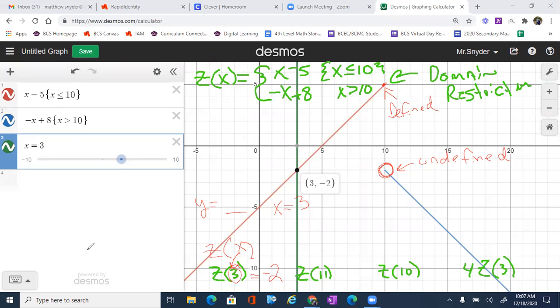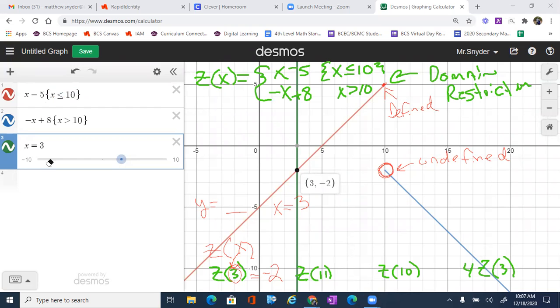Well, how could I have read that using the inequality? I know that 3 is less than 10. So that means I would use this equation, or 3 minus 5 equals -2. That's the algebraic way of doing that. Okay. Now let's go ahead and find z of 11.